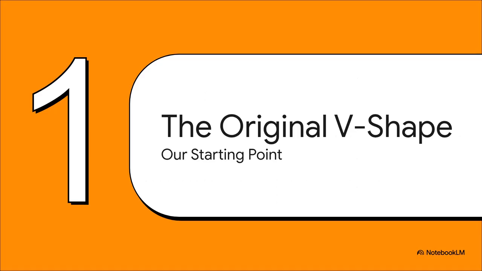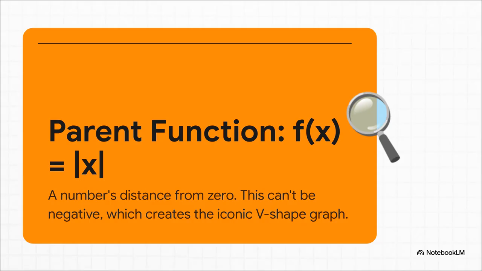Okay, first things first. Before we can start messing with things and transforming them, we really have to get to know our starting point, our foundation. We're talking about the original V-shape, what we call the parent function. So let's back up for a second. What even is an absolute value? It's really just how far a number is from 0. That's it. Think about it. How far is 5 from 0? It's 5 steps. Okay, but how far is negative 5 from 0? It's also 5 steps. See? You can't have a negative distance.